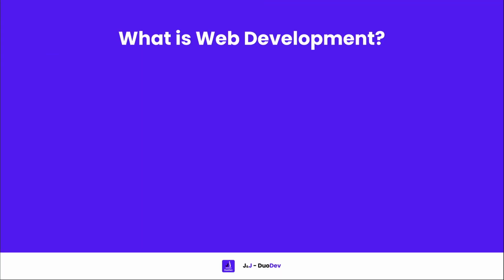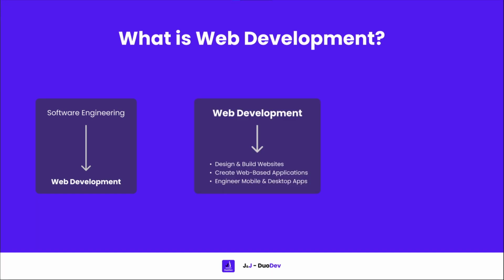So what exactly is web development? Web development is essentially a subcategory of software engineering, and it basically involves designing and building websites, creating web-based applications, and also engineering mobile and desktop applications. So the main two aspects of web development are the design process, or stage if you will, and the build process as well.